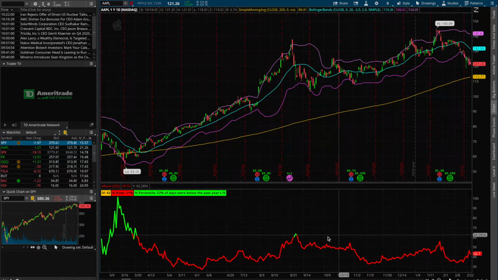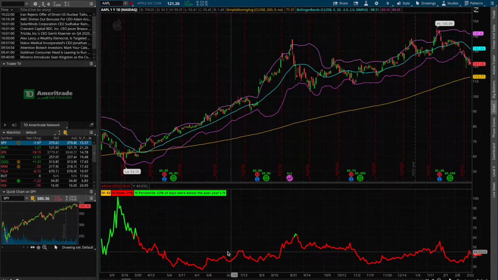So looking at this implied volatility graph down here, you can see as of right now, the current level of implied volatility for Apple is right around 43%. And implied volatility, when you look it up in your platform, is typically going to be quoted on a 1-year basis or a 1-year projection. So this means that 1 year from today, the market is currently expecting Apple stock to be either up or down by about 43%.